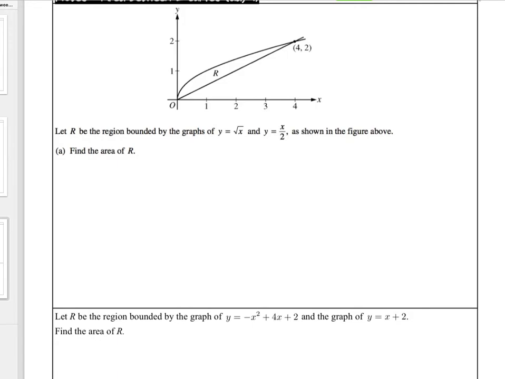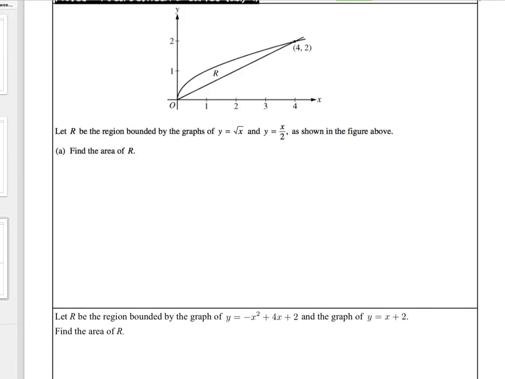So on this first one, it says let R be the region bounded by the graphs of y equals the square root of x and y equals x over 2, as shown in the figure above. Find the area of R. So who can set it up for me to find the area of R? Harrison.